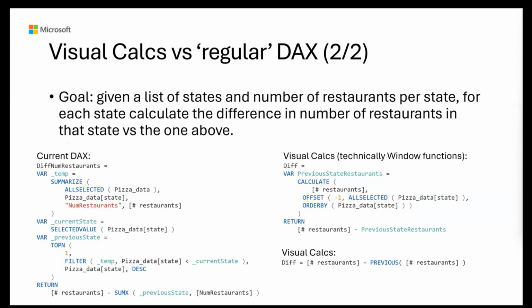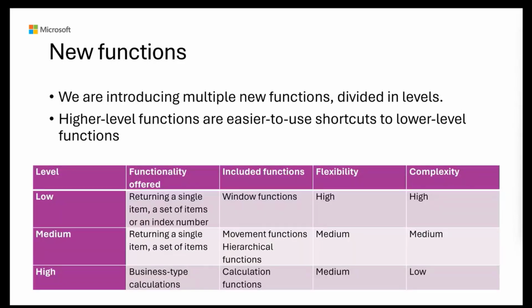So now let's talk about functions for a sec. We have three levels of functions: low, medium, and high. Low is the window functions. You're already familiar with them.